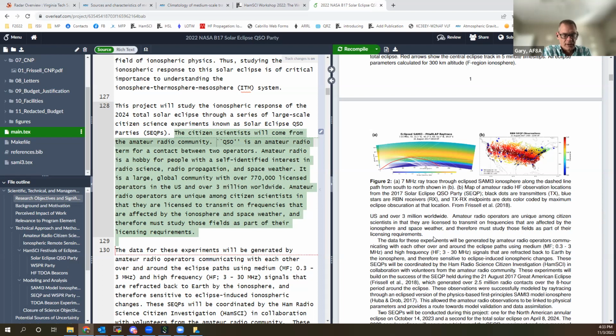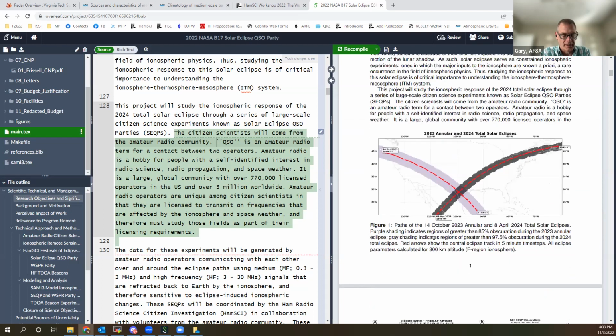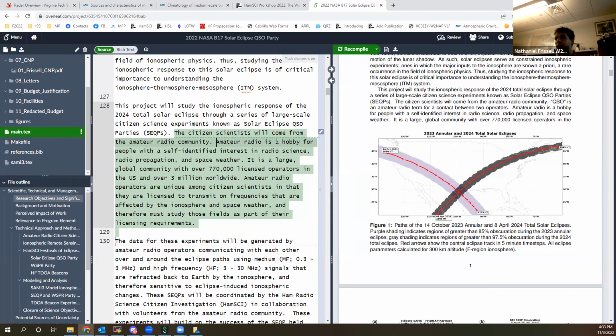My 2 cents, the definition of QSO still sticks out like a sore thumb. But again, it depends on the purpose of this first section. What if I just delete it from here? Yeah, because it is explained later. Yep.